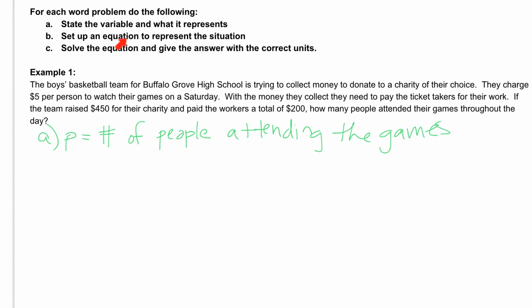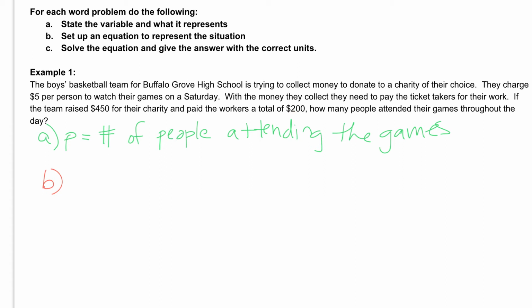Then in letter B, we need to set up an equation to represent the situation. So let's take a look at what's happening in our problem. So the boys' basketball team is collecting money. The second sentence says they charge $5 for every person that comes to watch their games. So if you're doing $5 per person, that means we need to take 5 times our variable, which is P. With the money they collect, they need to pay the ticket takers for their work. If the team raised $450 for their charity and paid the workers a total of $200.